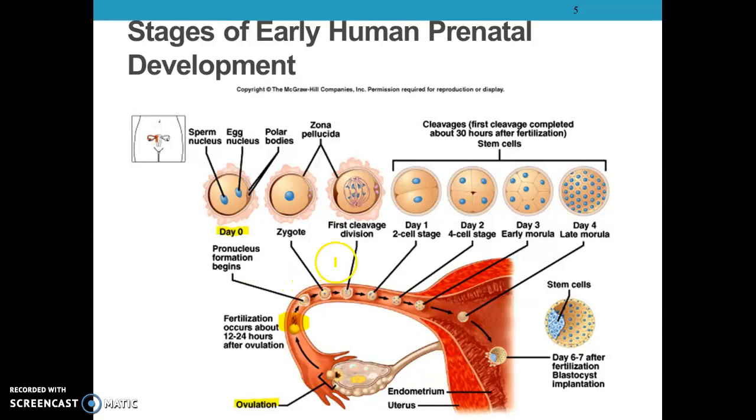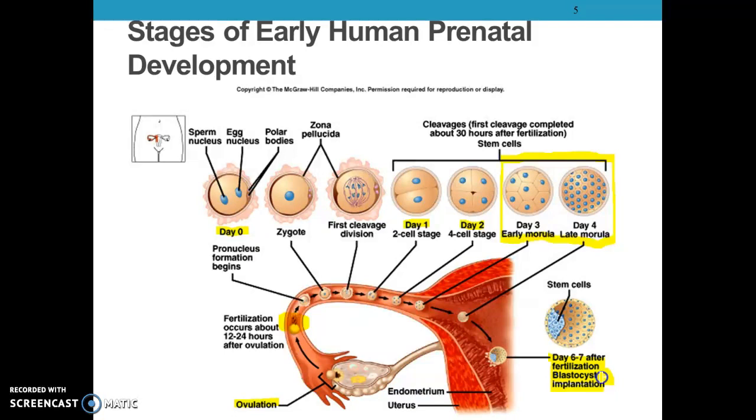All right, we're going to start dividing. So at day 1, we have a 2-celled stage. Day 2, we've got 4 cells. By the time we get to day 3, this is where we have our early morula and the late morula, day 3 and 4. Remember, morula, this is the solid ball of cells. So day 3 or 4, we're at the morula, about 16 cells or so. And then as we continue to go further, it says day 6 to 7 after fertilization is where blastocyst implantation occurs.